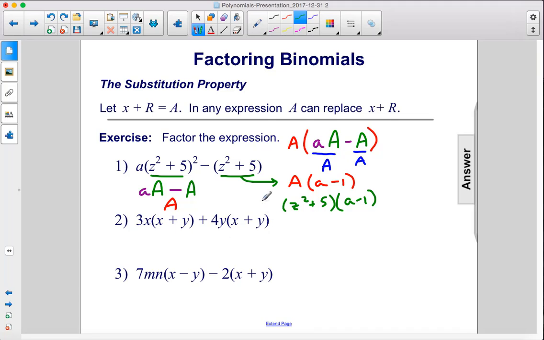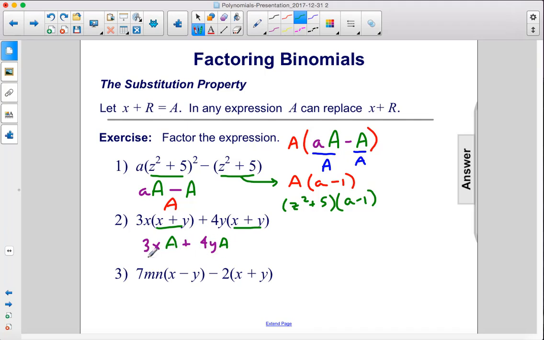All right, here we have an x plus y in each side, so let's replace those with capital A's. So we have 3x times capital A plus 4y times capital A. What's the greatest common factor between these two terms?